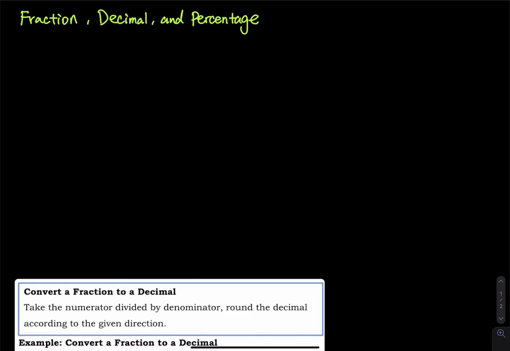In this video, we are going to discuss fraction, decimal, and percentage. Let's use a simple example to discuss all three of them. So let's say I have a cake. The shape of the cake is a square. Let's draw a square. The shape of this cake is a square.